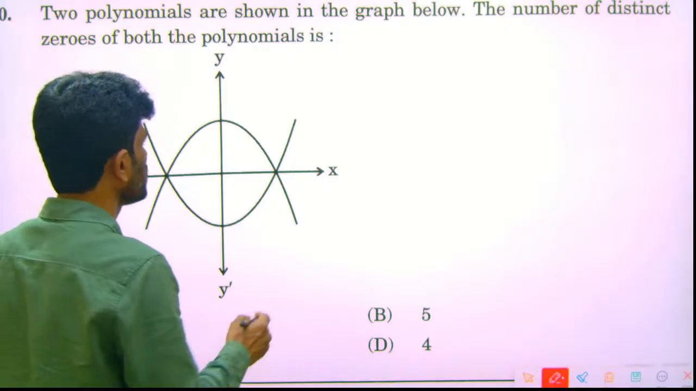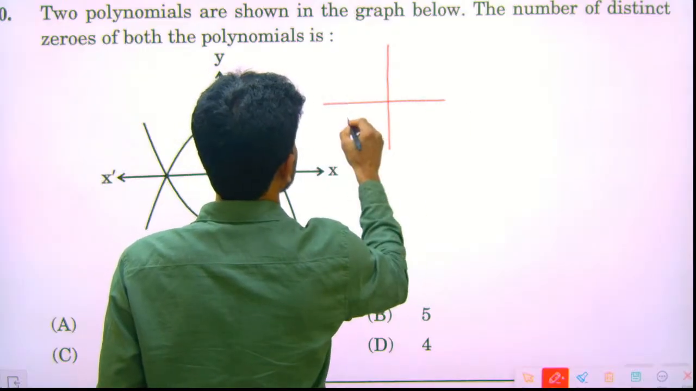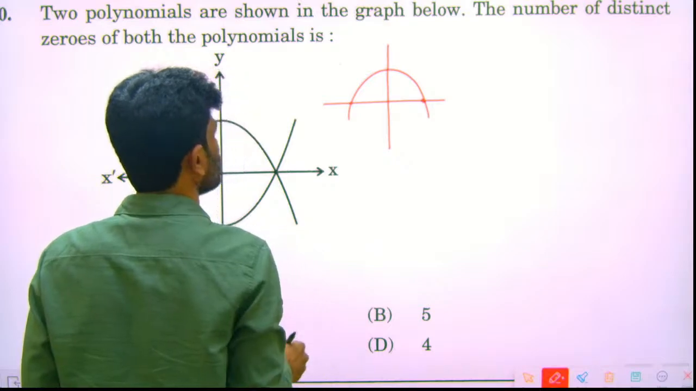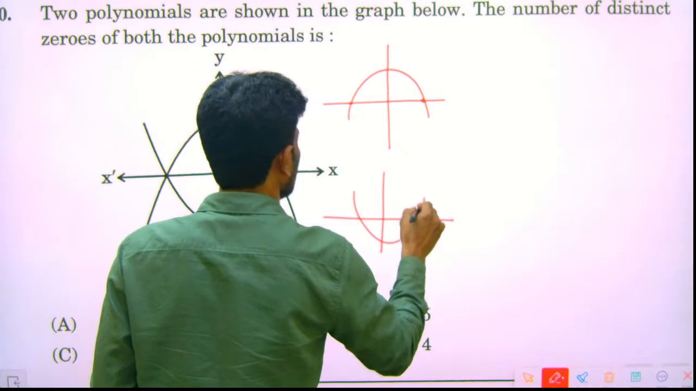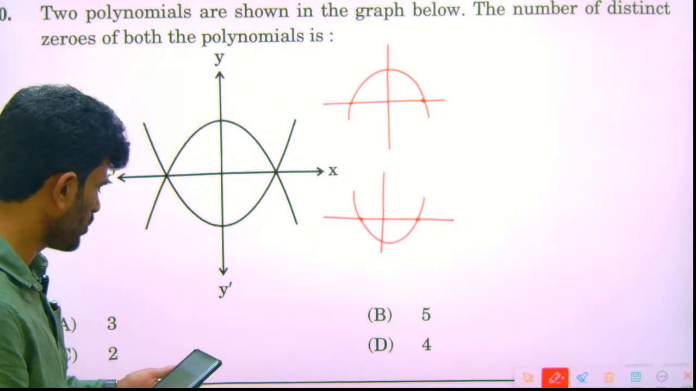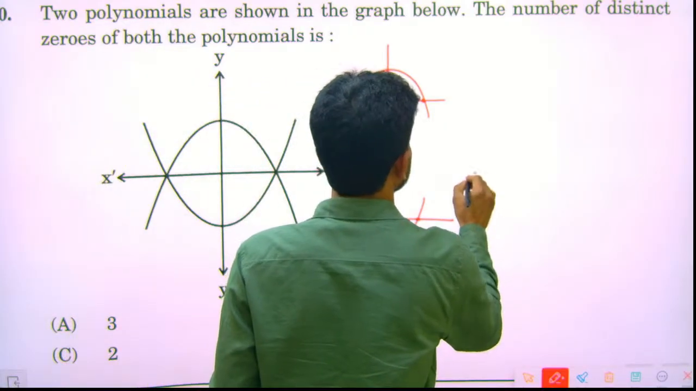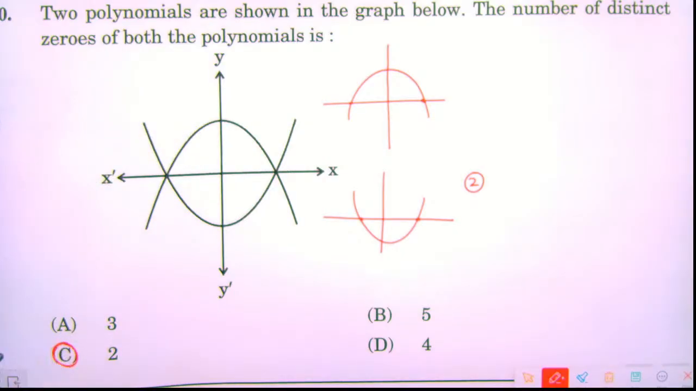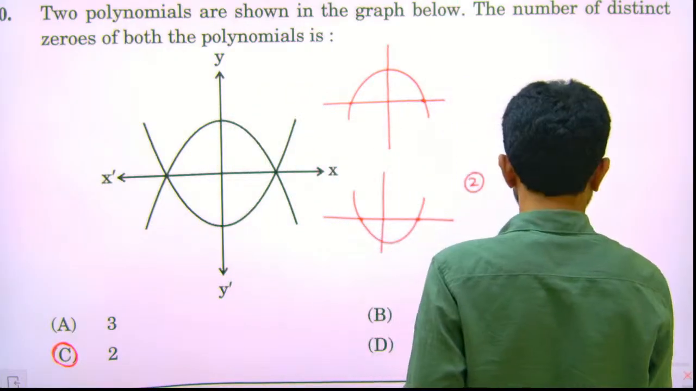See here, first question, how many distinct zeros is it having? Suppose a polynomial is given, a diagram is given like this, how many zeros are there? 2 distinct zeros for the first polynomial. Even for the second polynomial we have 2 distinct zeros. So for both the polynomials, how many distinct zeros are there? For both the polynomials there are 2 distinct zeros. So option C is correct. Question number 10, option C is correct. Both the polynomials are having 2 distinct zeros.